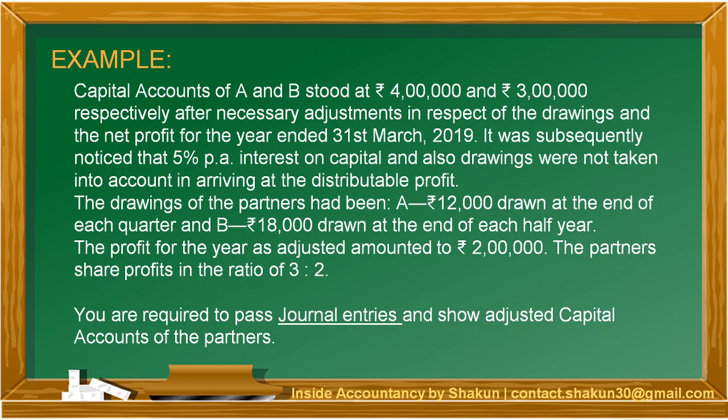And in case of B, 18,000 drawn at the end of each half year. At the end of each half year means we'll multiply it by 2. That is 36,000. The profit for the year as adjusted amounted to 2 lakh. The partners share profits in the ratio of 3:2. You are required to pass journal entries and show adjusted capital accounts of the partners.